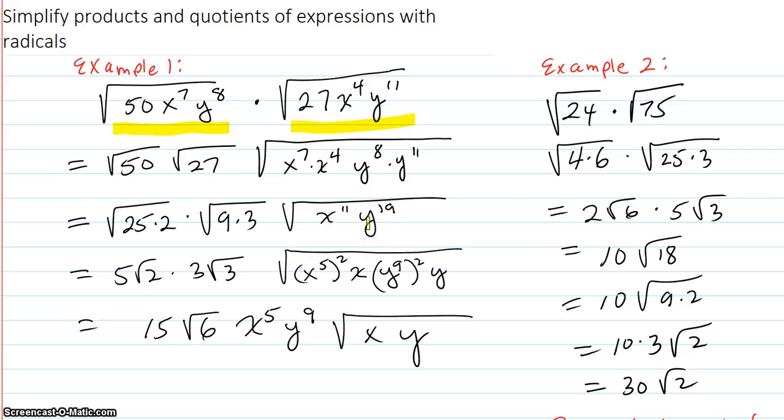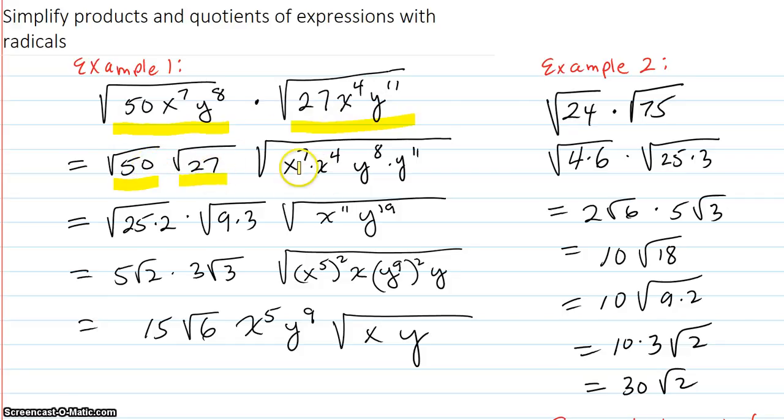So I'm doing the 50 times 27, but I'm certainly not going to multiply those together because it's going to be a large number and it'll be harder to work with. So I'm going to keep it separate, and I'm using the radical simplification rule that the radical of products, these are all products, is a product of the radicals.